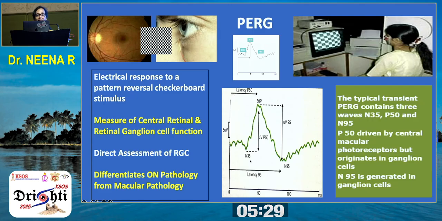So you have the N35, the P50, and N95 waves. It is said that the P50 is basically from the macular photoreceptors, and N95 is from the ganglion cells. So you see which wave is more affected. If the P50 is more affected, it's more likely to be a macular pathology than an optic nerve function problem. And if it's N95, it's more likely to be an optic neuropathy.